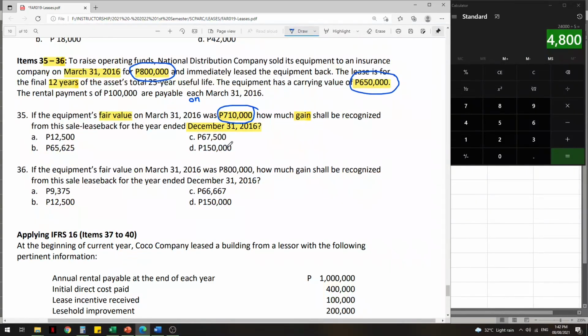That being said, we will now focus on number 35, where we need to compute how much the gain is. Fair value is 710 and the selling price is 800,000. Selling price is greater than fair value and the fair value is greater than the carrying amount. So with that, let us look at the rules once more.